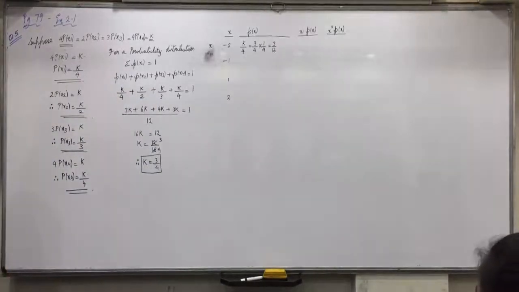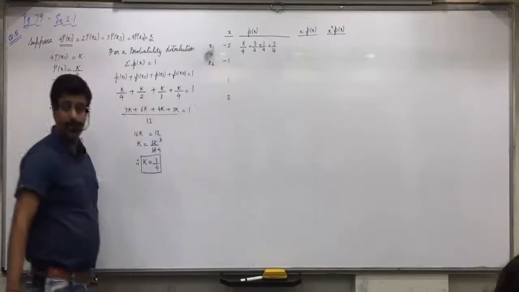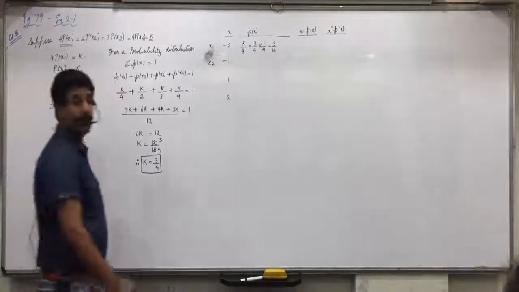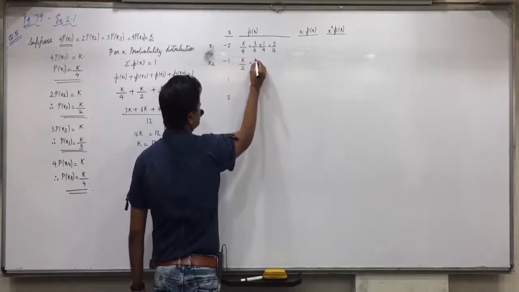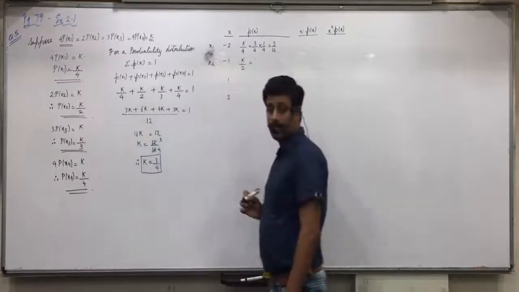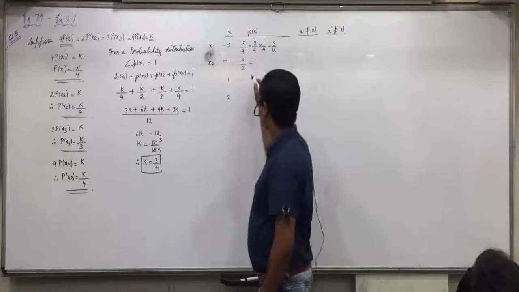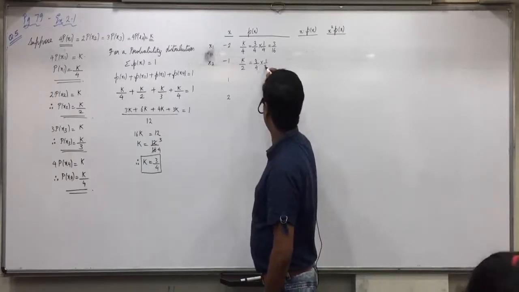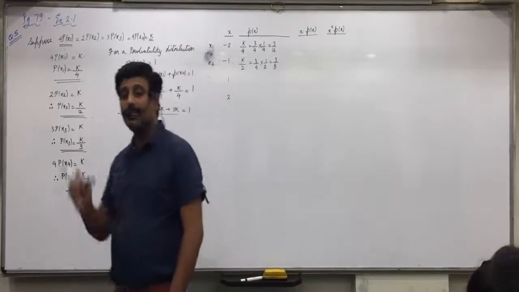Everyone is able to understand? Now this minus 1 is the value of x2. p(x2) is k by 2. What is k? 3 by 4 into 1 by 2. Divide by 2 means into 1 by 2. So 3 by 8. Did everyone understand this?